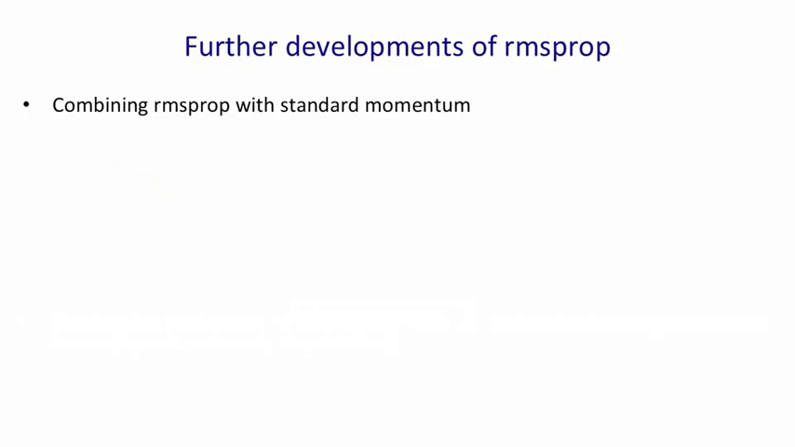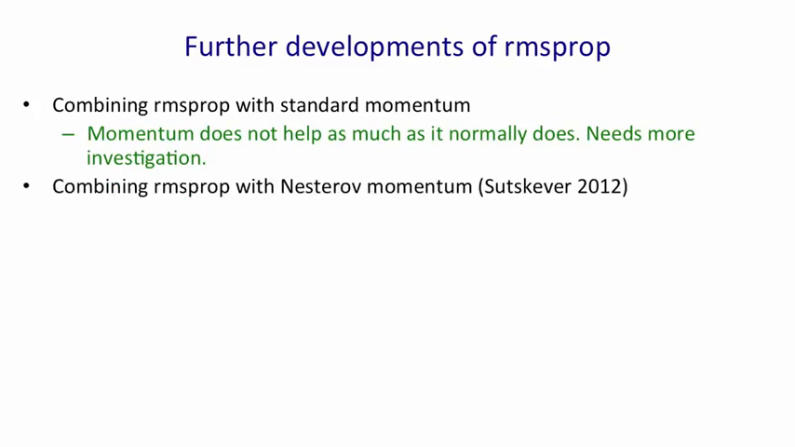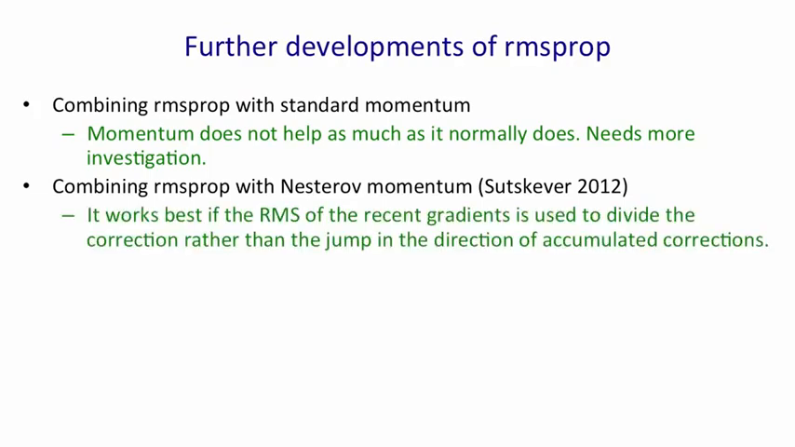There are many further developments one could make for Rmsprop. You could combine it with standard momentum. My experiments so far suggest that doesn't help as much as momentum normally does, and that needs more investigation. You could combine Rmsprop with Nesterov momentum, where you first make the jump and then make a correction, and Ilya Sutskever has tried that recently and got good results. He's discovered that it works best if the RMS of the recent gradients is used to divide the correction term you make, rather than the large jump you make in the direction of the accumulated corrections.